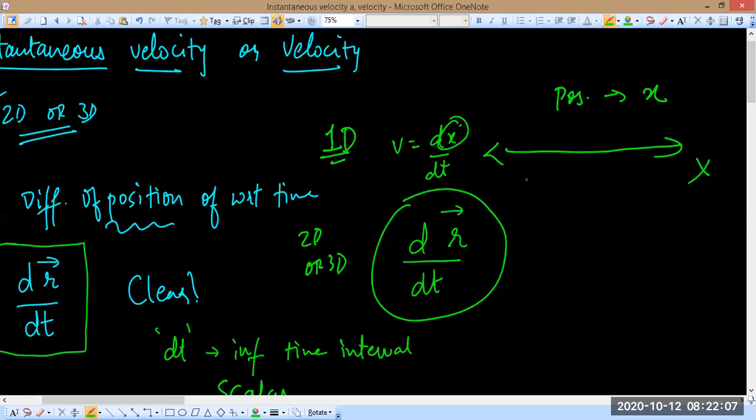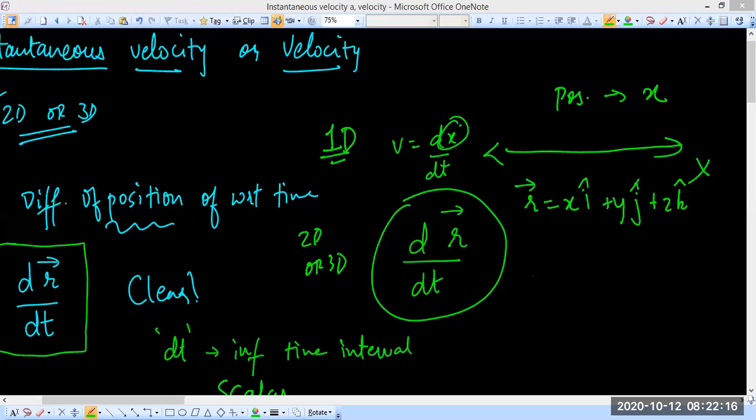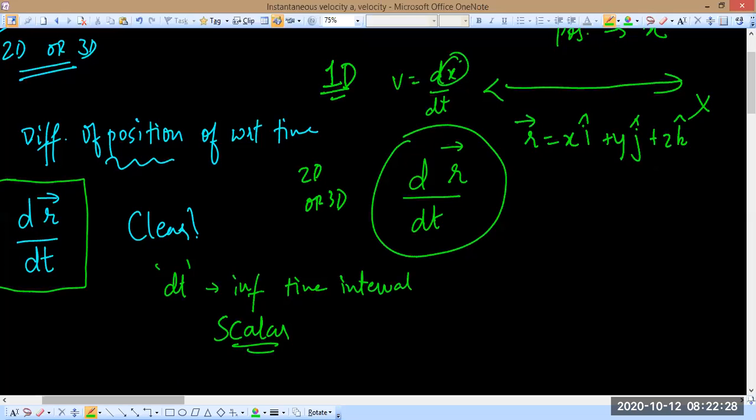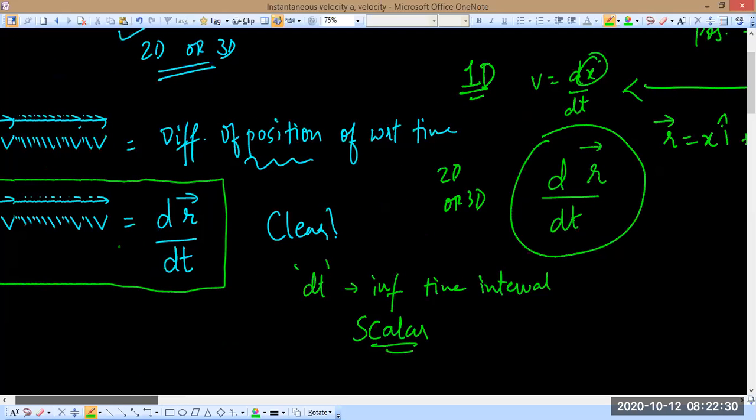So r vector itself is going to be x i caret, y j caret, z k caret. I hope you get it, right? So now dr is not dx. Dr vector is much more than dx. It's all in vector form.